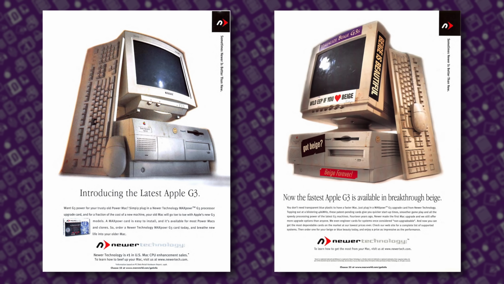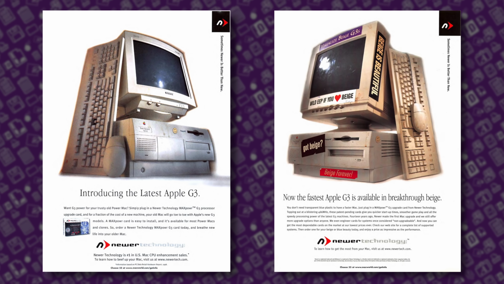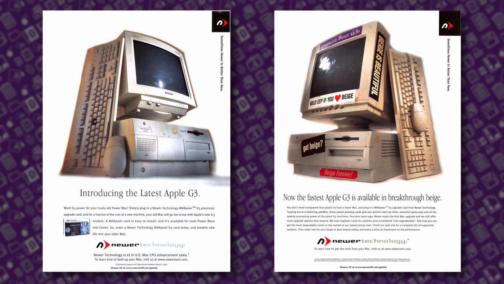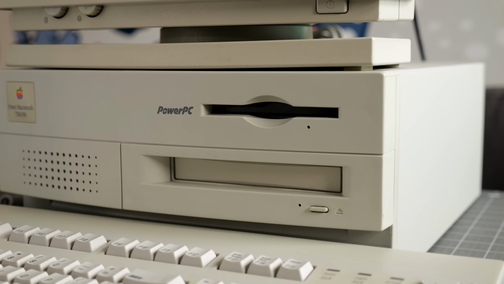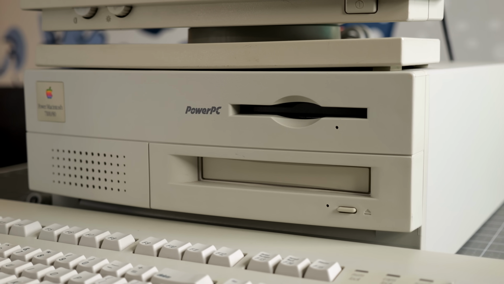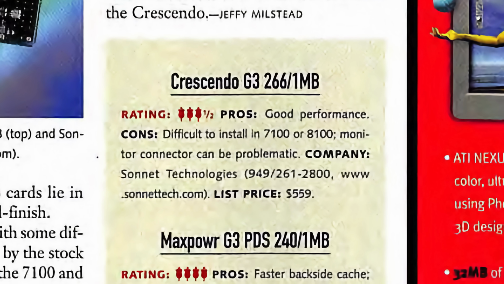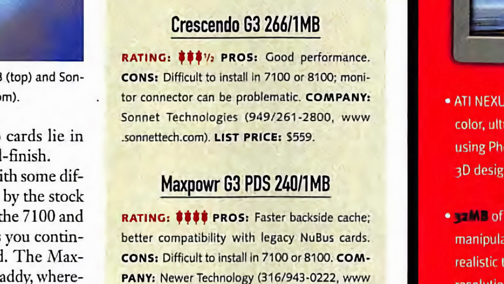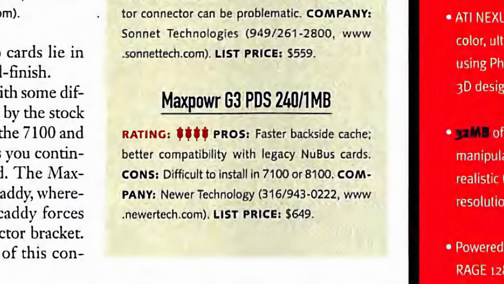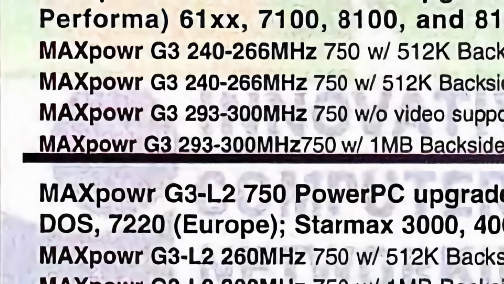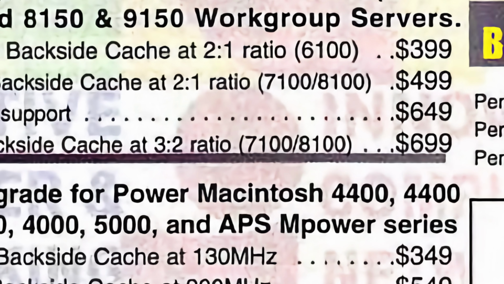Newer Technology went all in on advertising in the late 90s for its upgrade products, and for some machines, they made a lot of sense. But by then, the first-gen PowerMacs were around 5 years old, positively ancient for a computer in the fast-paced tech scene of the 90s. And these cards weren't cheap either, priced between $550 and $650 US from vendors like Newer and Sonnet Technologies. And the ridiculous 300 MHz card I dropped into my machine sold for $700.